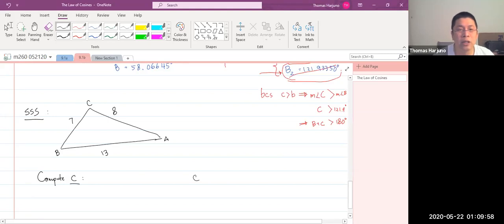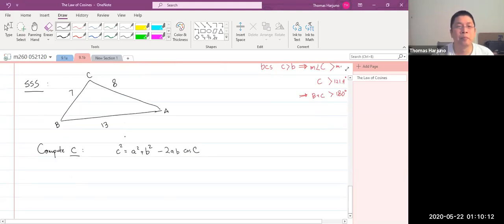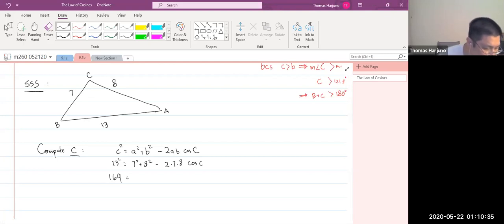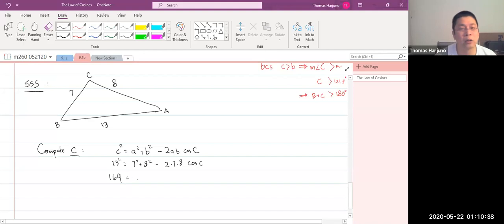So I need angle C. So outside I need to have side C. C squared equals A squared plus B squared minus 2AB cosine C. So 13 squared equals 7 squared plus 8 squared minus 2 times 7 times 8 cosine C. This is 169. 7 squared plus 8 squared, let me just use calculator right away. That's 113. And then 14 times 8, 112.